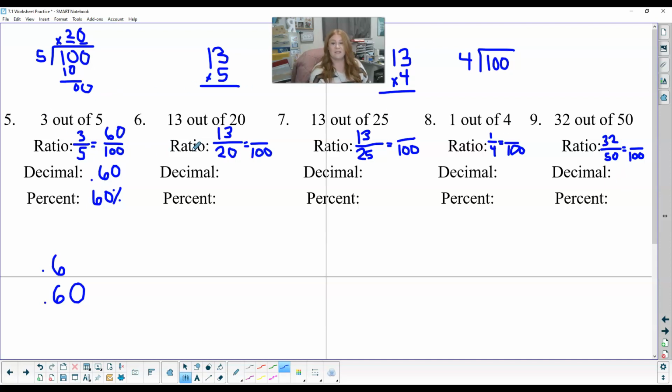So when we have these factors, 5 goes into 100, 20 goes into 100, 25 does, 4 does, 50 does. When we have nice factors of 100, it's really easy just to say, how did I get from here to here, here to here? And do the same thing, and then fill that all out of 100. So go ahead and do number 9. Come back when you are ready for number 10.